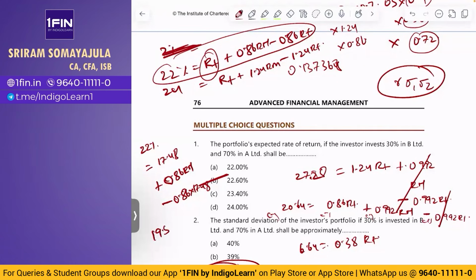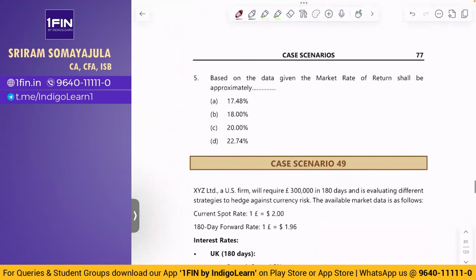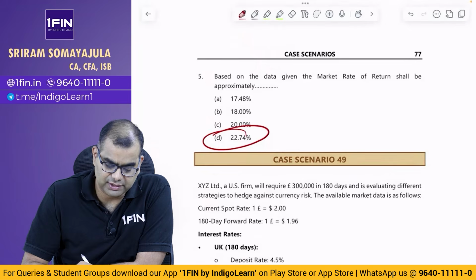So 19.5528 is equal to 0.86 RM. So RM is equal to this divided by 0.86. You get 22.74. Okay. Let us look at the next one.